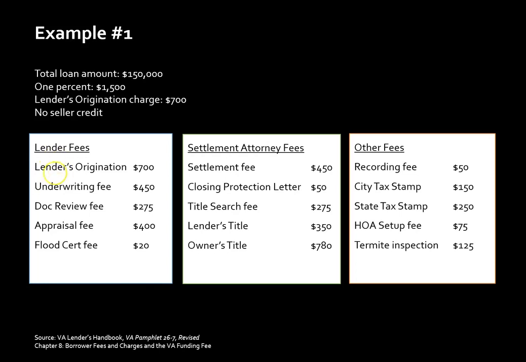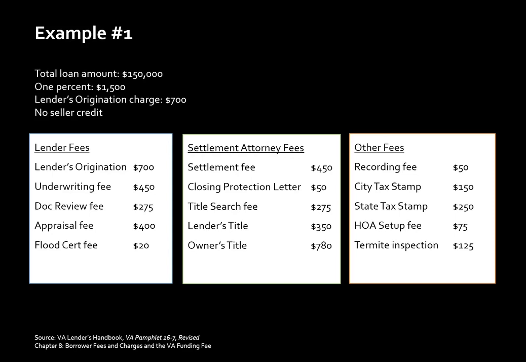So if we look quickly at our allowable fees here, we've got an appraisal fee, that's allowable. We've got the flood cert fee, that's allowable. We have the title search fee, that's allowable. Lender's and owner's title, those are all allowable. Same thing here with recording fee, tax stamps, an HOA setup fee, that's going to be allowable. And the termite inspection, now that one is a little bit tricky.